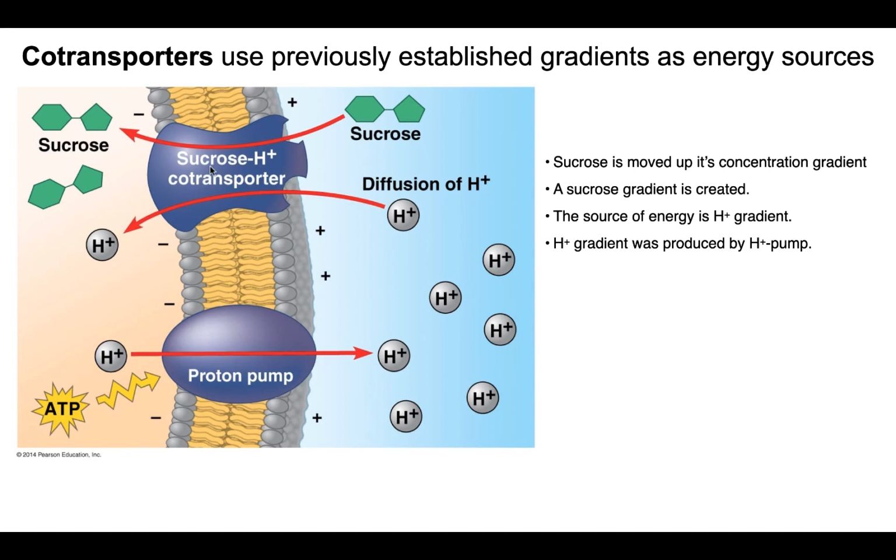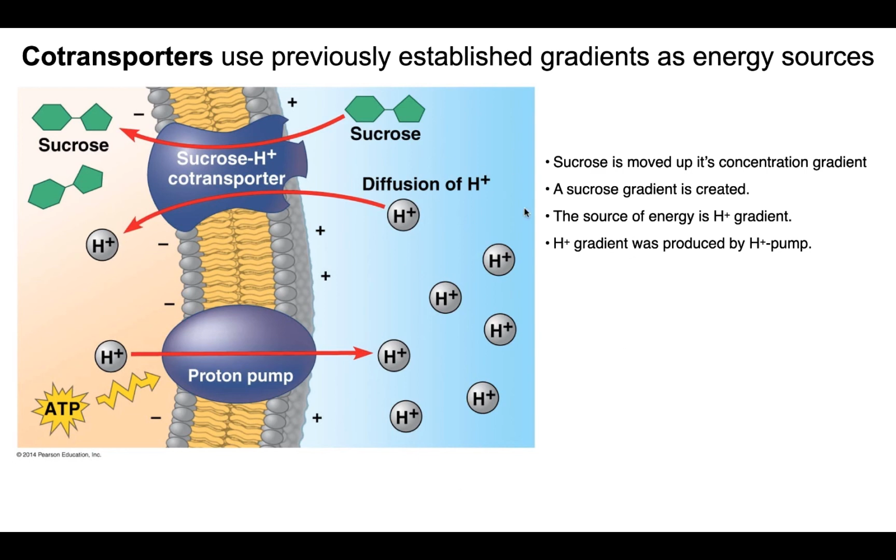So let's take a look at a sucrose proton co-transporter. What it does is it pumps sucrose against its concentration gradient. So it sets up a sucrose concentration gradient right here. Now remember, because it's pumping sucrose against its concentration gradient, it needs a source of energy to do so. What is it using? It's using a previously established concentration gradient of protons.